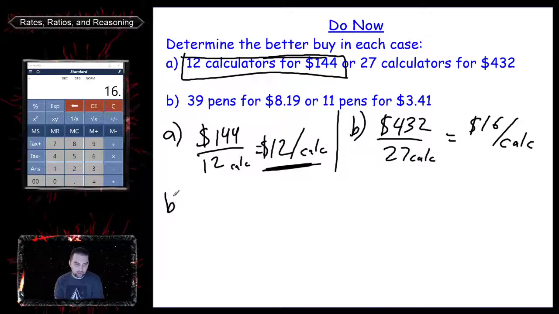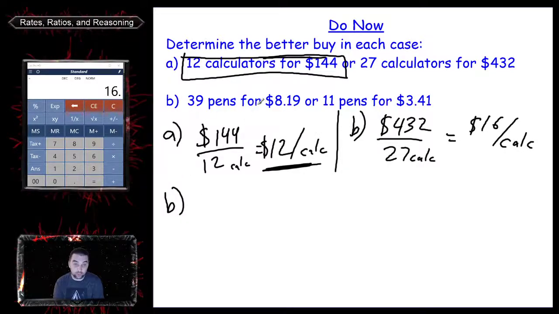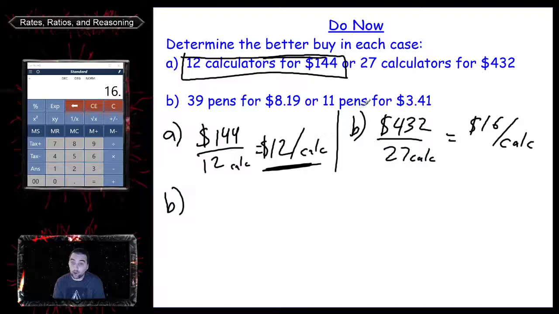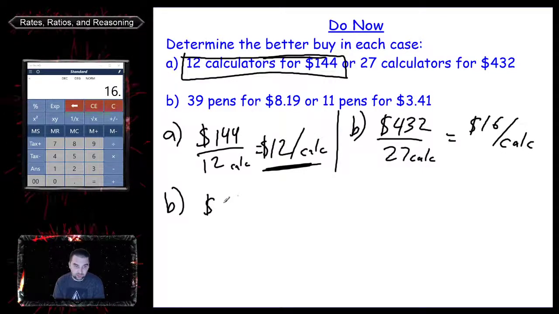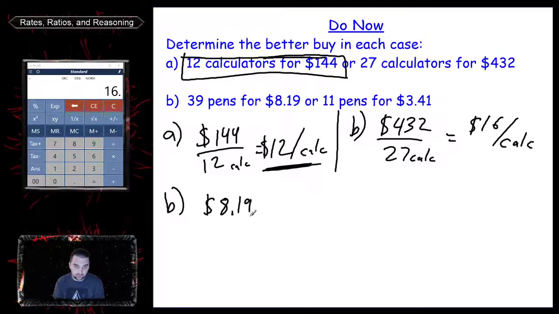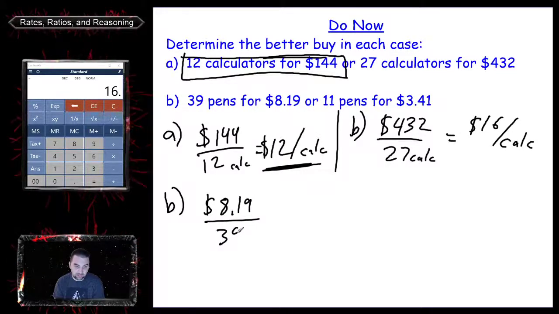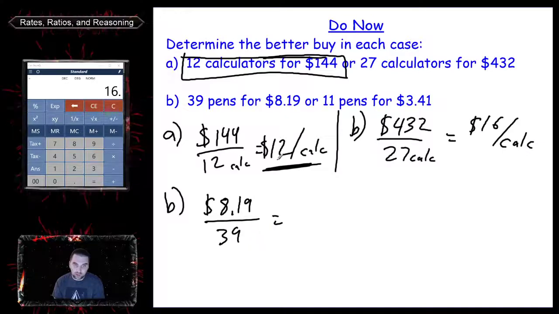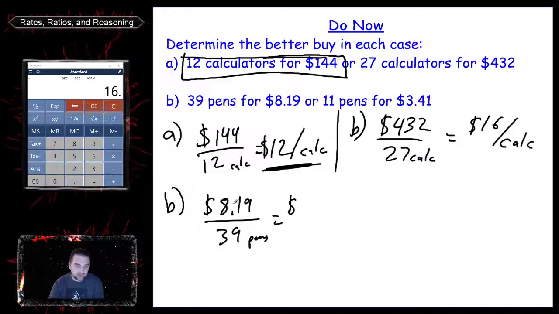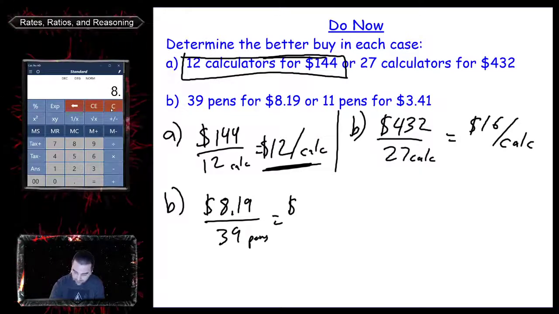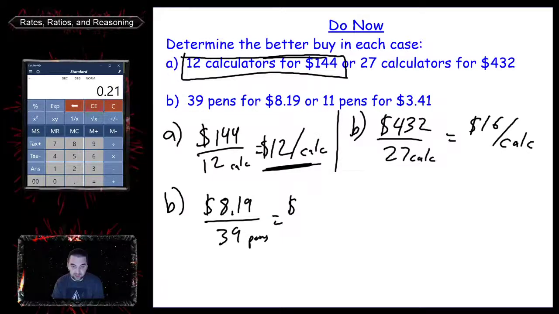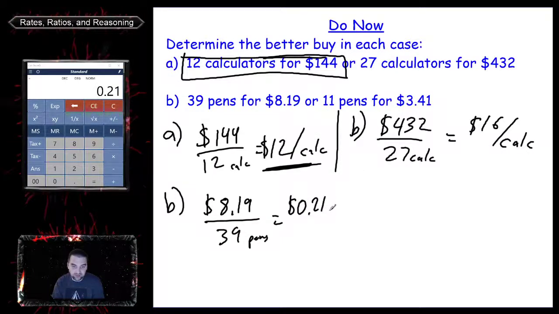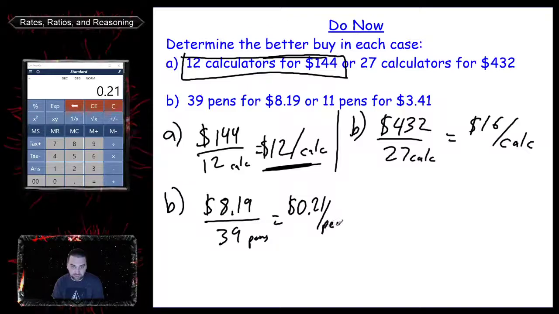Okay, now part B. Part B says 39 pens for $8.19 or 11 pens for $3.41. If you did this, I'm just going to go through it a little bit faster than the other one because it's exactly the same. It's the money per pen. So $8.19 divided by 39 pens means I am paying 21 cents per pen.